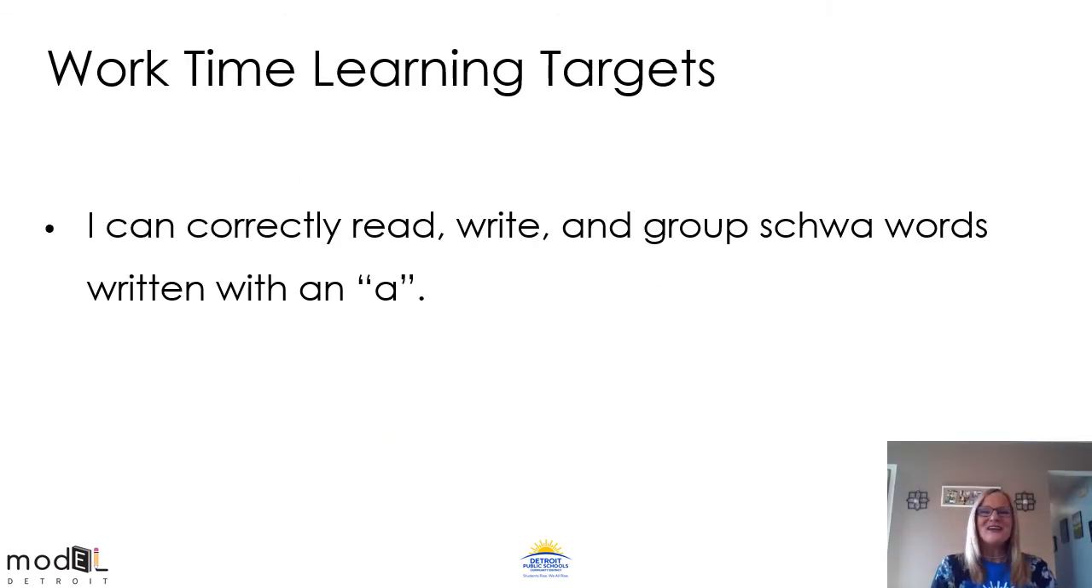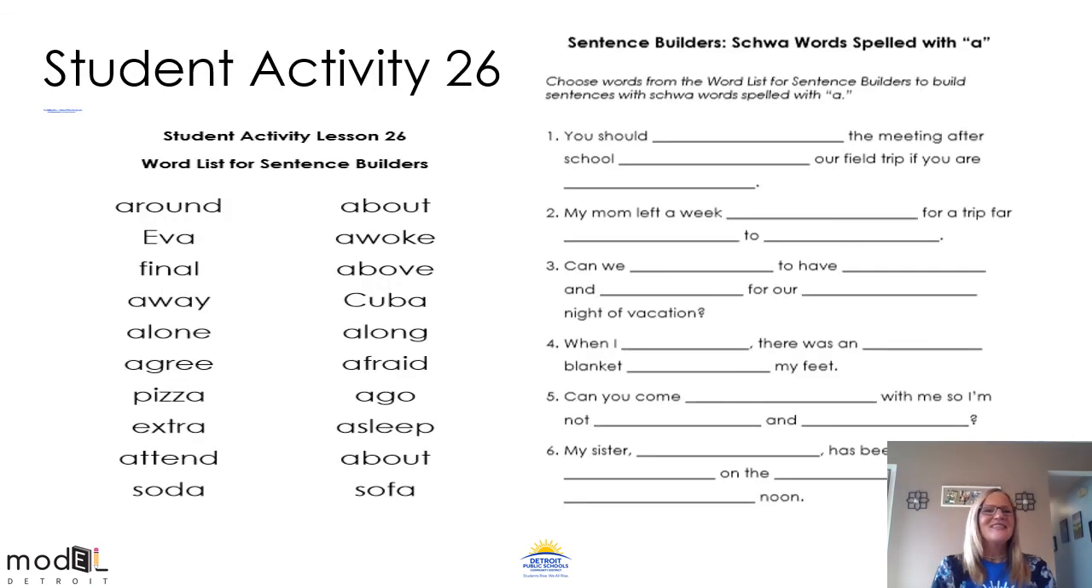Work time. Learning target: I can correctly read, write, and group schwa words written with an A. This is student activity 26. You need the sentence builders, schwa words spelled with an A, and your word list for sentence builders. All you have to do is choose a word from the word list to build sentences with the schwa word spelled with an A.